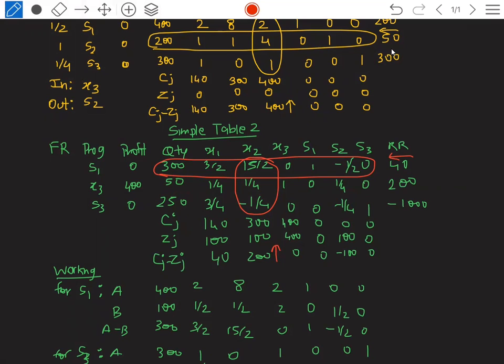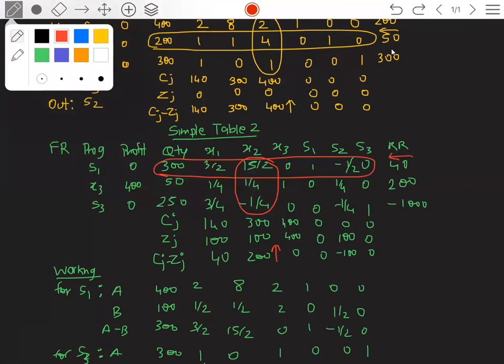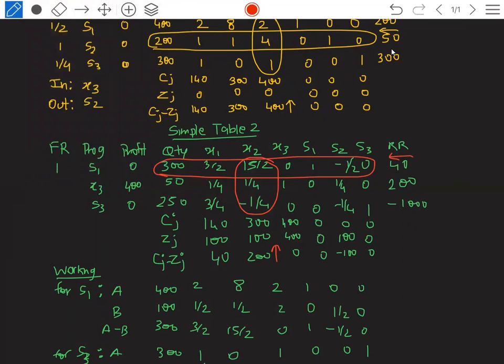Then coming to the fixed ratio, this one is going to be 1. Then the fixed ratio is going to be 1 by 4 divided by 15 by 2. That will be 1 by 30. The other fixed ratio is -1 by 4 divided by 15 by 2, which is -1 by 30. So that's the second simplex table, and we find that simplex table 2 is still not the final simplex table, but rather it can be further improved.